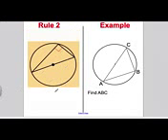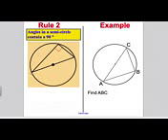Here's a picture for rule 2. What rule 2 says is that angles in a triangle that's in a semicircle inside the circle must have a 90 degree at the circumference. So a way to write it in the exam: angles in a semicircle contain a 90 degree.